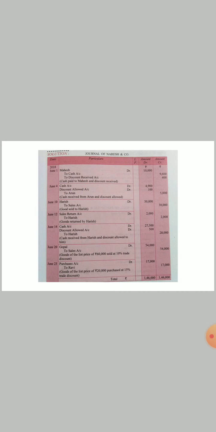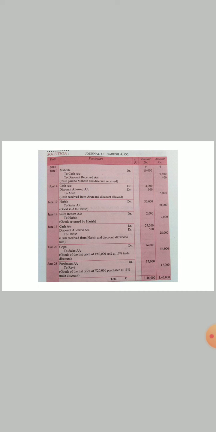Look, it can be done in two ways. If he had just paid 27,500, then there would be no point of discount. But when it is mentioned that he has paid in full settlement, that means the remaining amount will be adjusted in the discount account. The entry will be cash account debit 27,500, discount allowed debit 500, and Harish will be credited by 28,000.